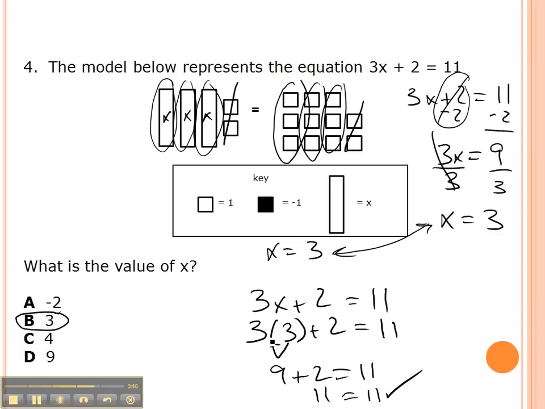If you check your answer on a problem like this and your equation doesn't work out, where you have something on one side of your equal sign that doesn't equal what's on the other side, that tells you you have the wrong answer. That's why we're checking. So if that happens, go back to the start and do it over again.